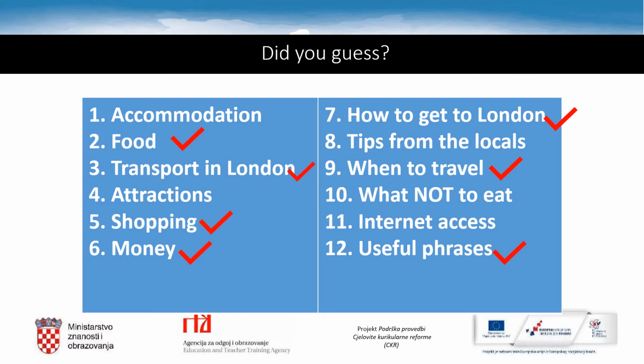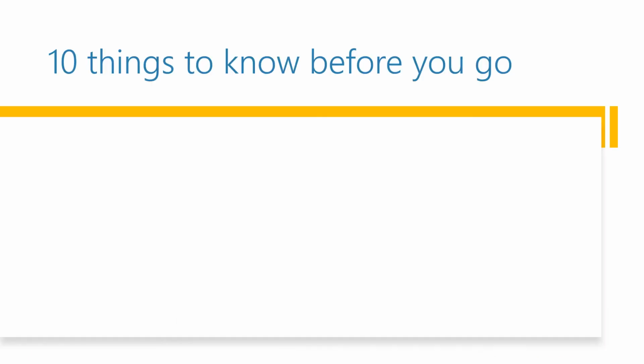I hope you liked the video. Let's see if you made the right guesses about the things he will talk about. So, the things that he mentioned were food, number 2, transport in London, shopping, money, how to get to London, when to travel, and useful phrases. How many did you get? And here are all 10 areas he mentioned.